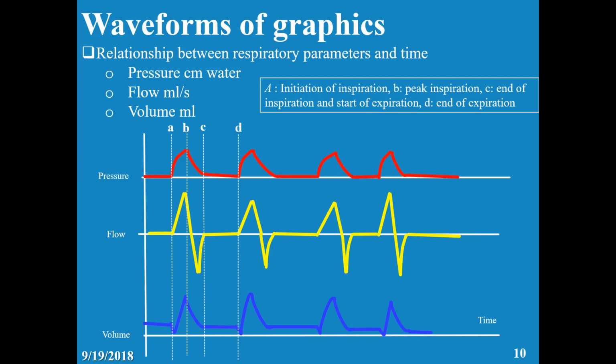So you can look at point A, it tells us that the ventilation started, the inspiration started. Point B tells us that this is peak inspiration. Point C is the end of inspiration and the start of expiration, and point D is the end of expiration. Any question? It's very important that you understand. If you don't understand, please ask questions.